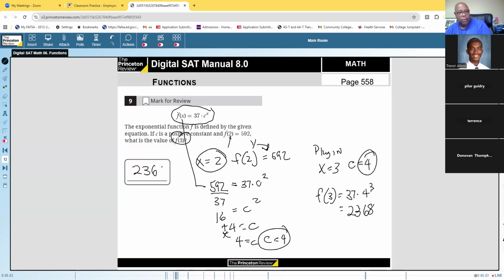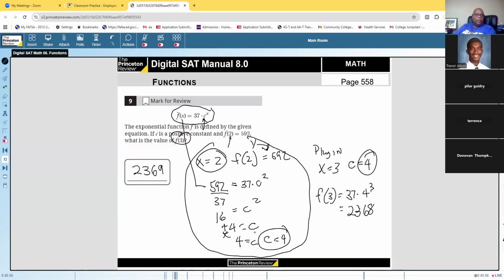Now, you're going to see at least one problem like this where they have an equation that you never saw before, but you're going to have to find out what c is. And you're going to have to use what's in the problem to find out what c is. And once you find out c, that means you know the function, right? 37 times 4 to the x. Now you put in x equal 3, you can solve it. There's another way to do this, but you'd have to know how to do the cube root of some really weird fraction, and that's hard.